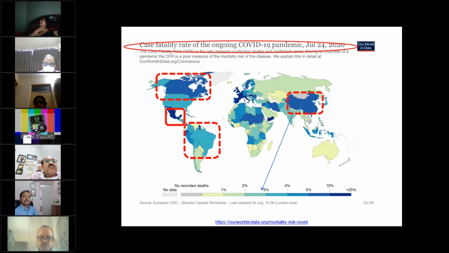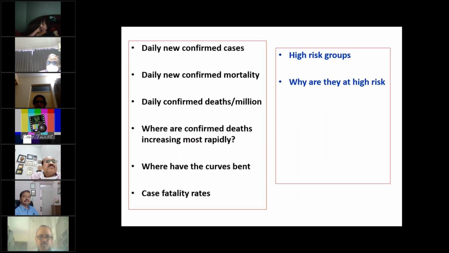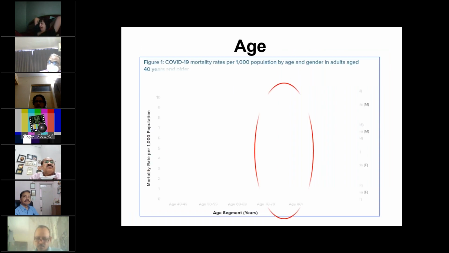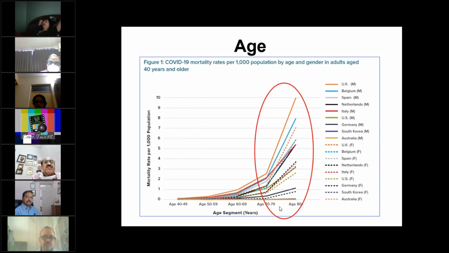Much better than other parts of the world. But again, that is as of now. So coming to high risk groups, I'll discuss three things. Age. There is no question that as the patient grows older, there is higher mortality. This is across the world, it has been shown. More than 60 is a bad sign.